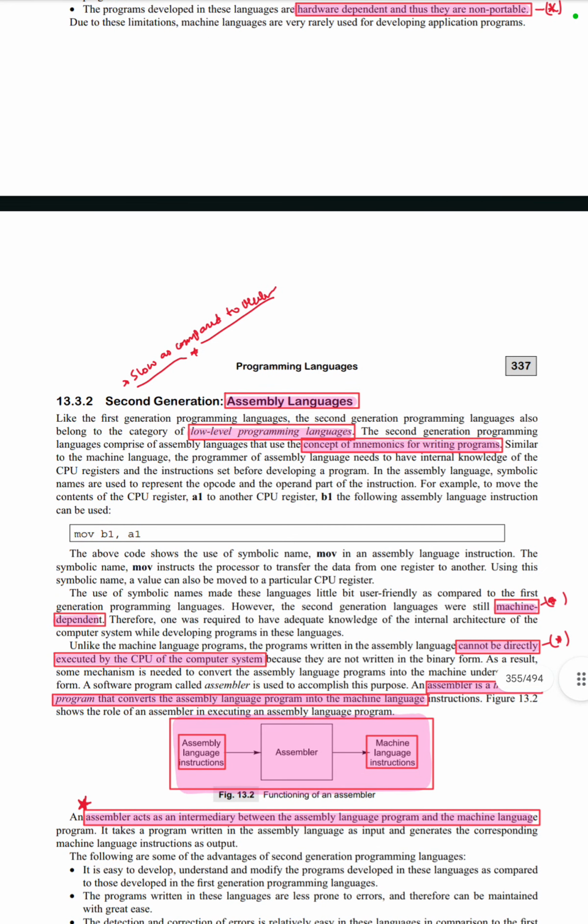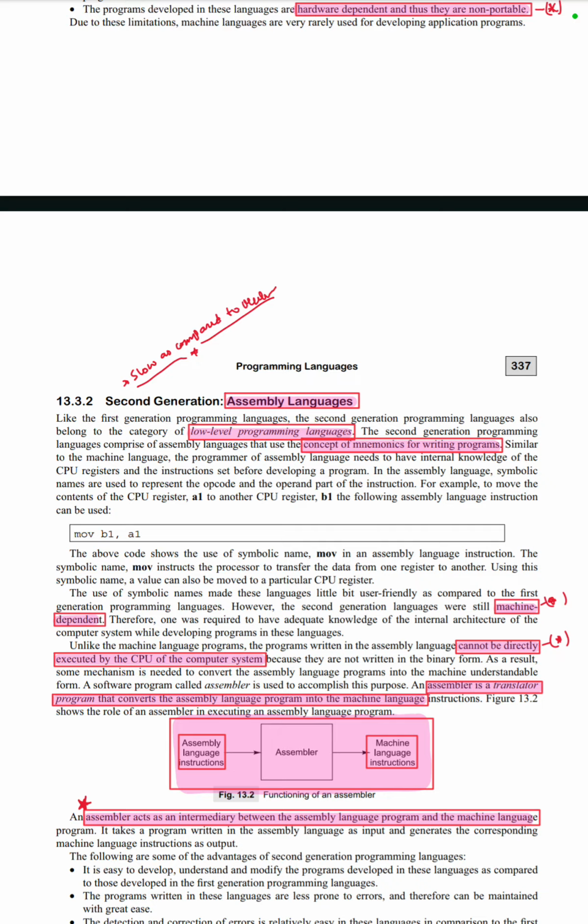Second generation: assembly languages. These are low level programming languages. They use the concept of mnemonics for writing programs. So it is machine dependent, and it cannot be directly executed by the CPU of the computer. Assembly language is not directly executed by the CPU of the computer system.